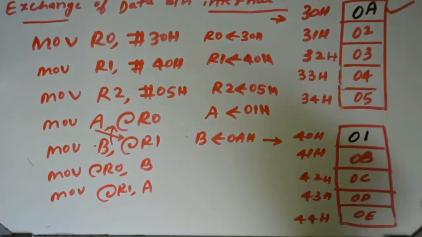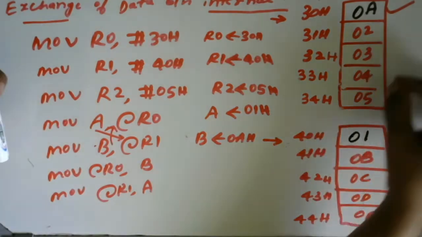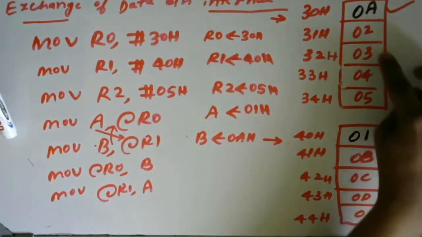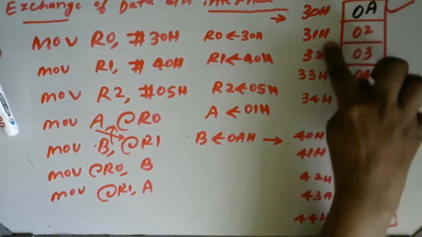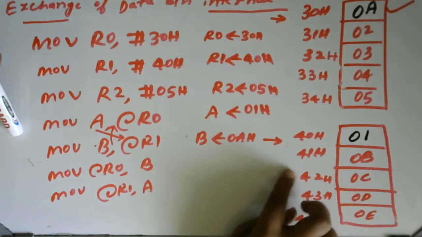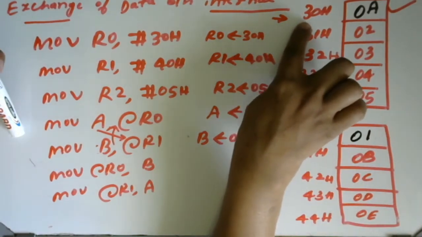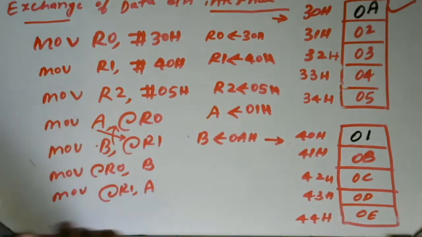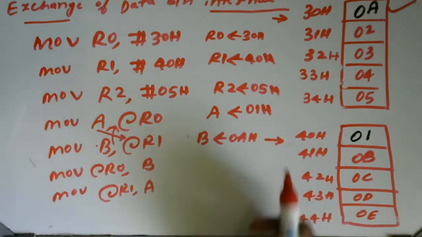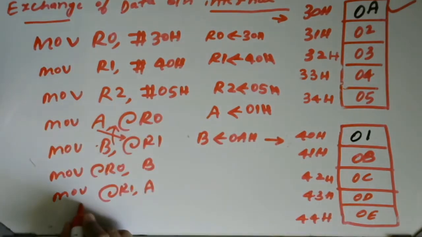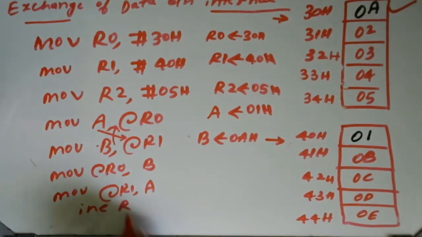So next, we need to exchange the next data which is present in 31H and 41H, but currently our pointer is pointing to 30H and 40H. For that purpose, first we need to increment our pointer. So that is, increment R0 and similarly increment R1.